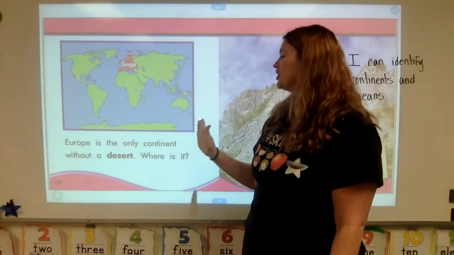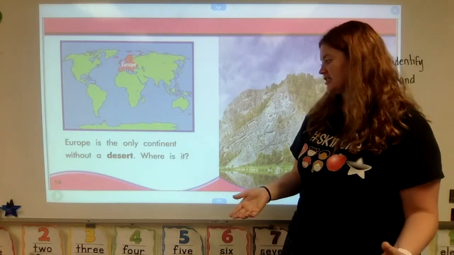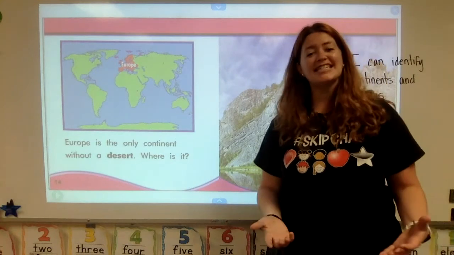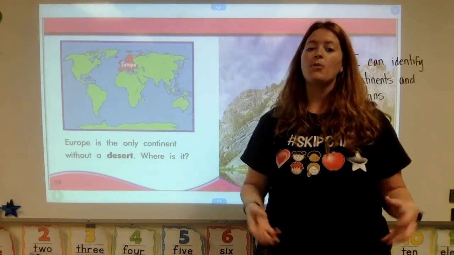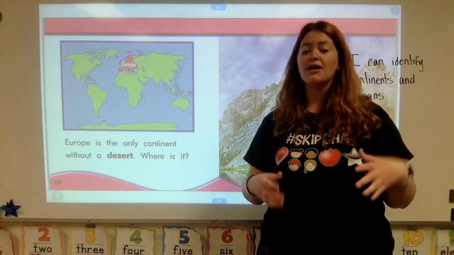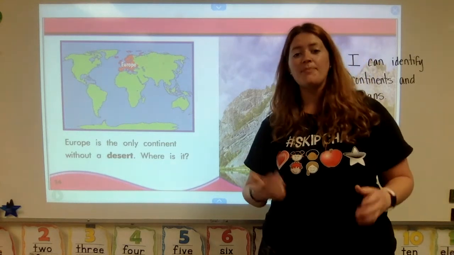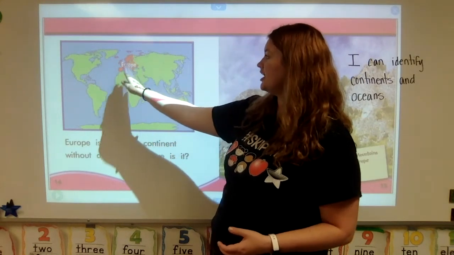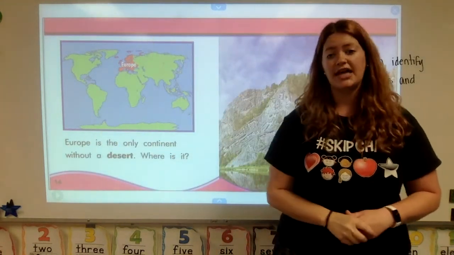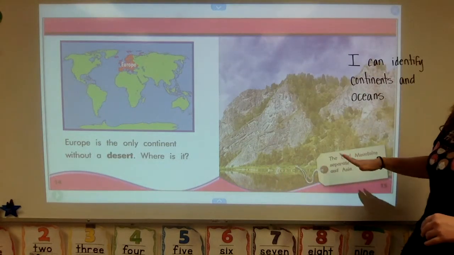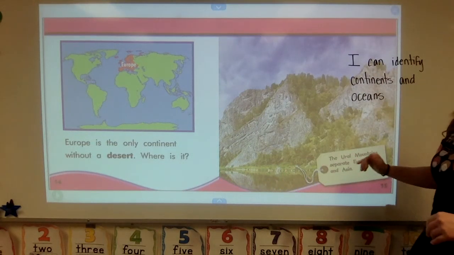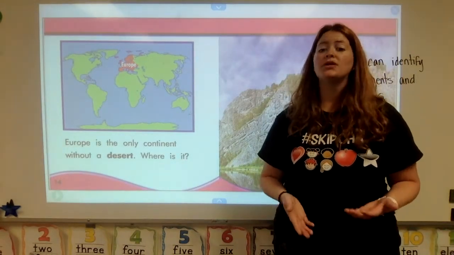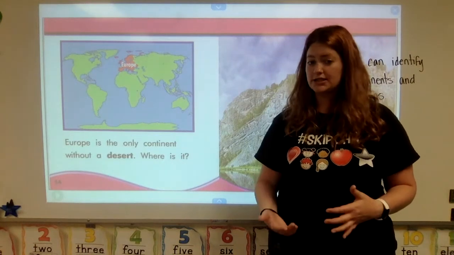Europe is the only continent without a desert. Where is it? Yeah, Europe is right here. It's very small and it is connected to Asia. Some people will call them together, called Eurasia. They're kind of combining the name Europe and Asia. But for first grade, we want to remember Europe is the smaller part over here. Asia is the largest continent over here. The Ural Mountains separate Europe and Asia. Because we have all of those mountains, that's why most people will separate and say it is two separate continents.